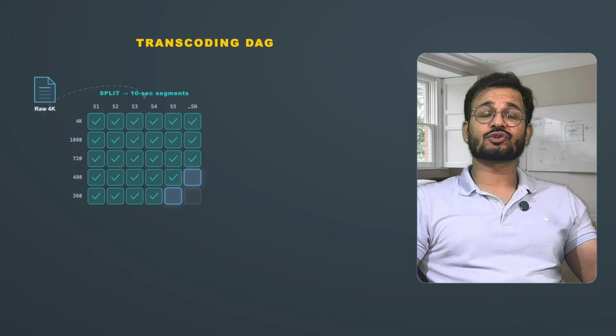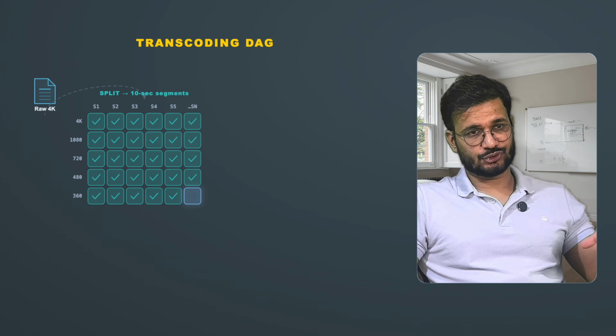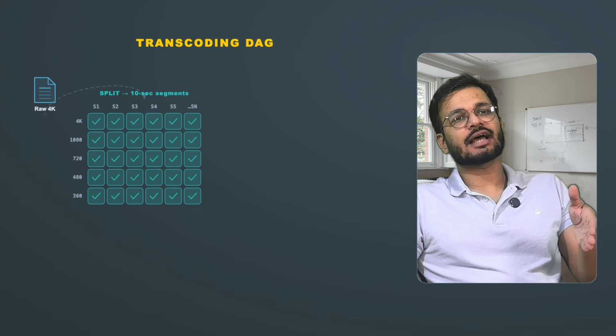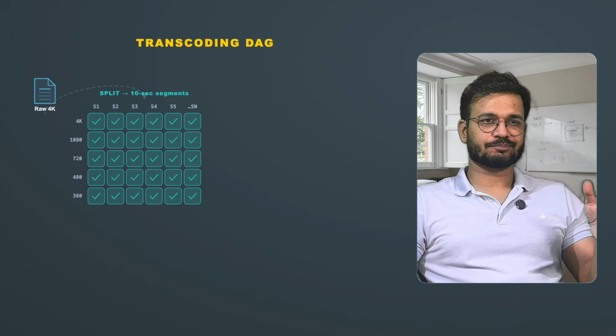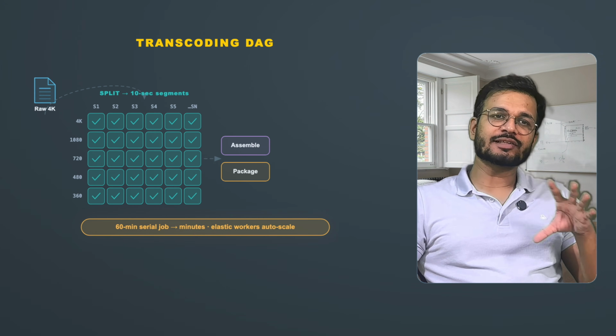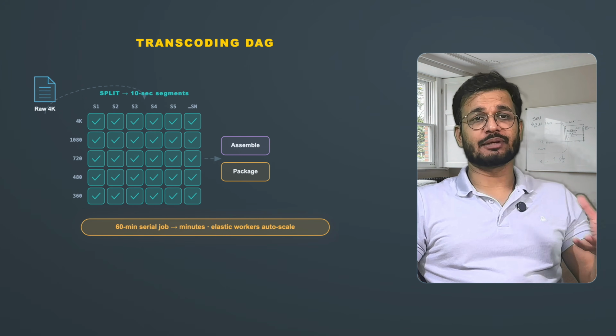Each worker transcodes one segment at one resolution. When done, it marks the task complete and pulls the next one. The scheduler tracks the tag. When all the segments at all resolutions are done, it triggers assembly.